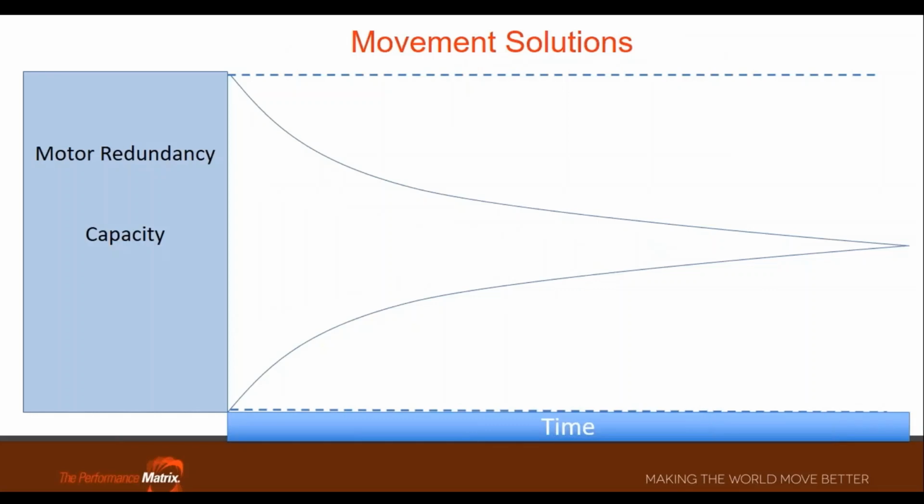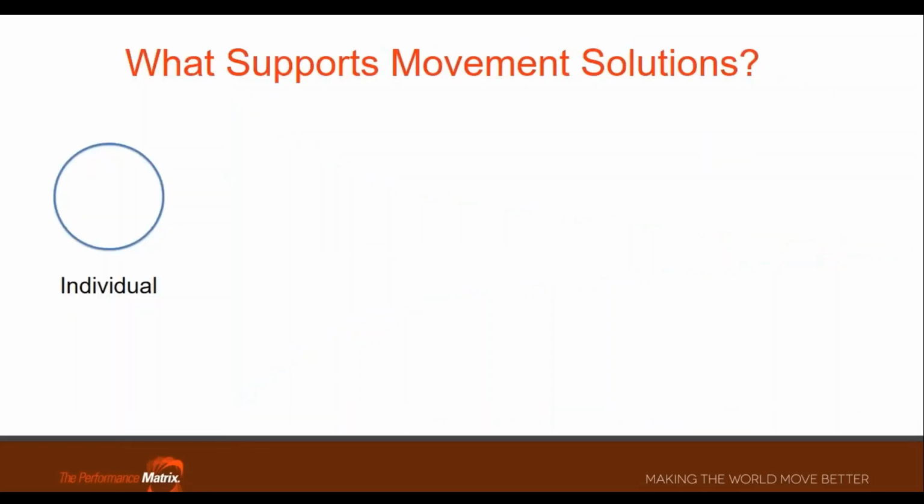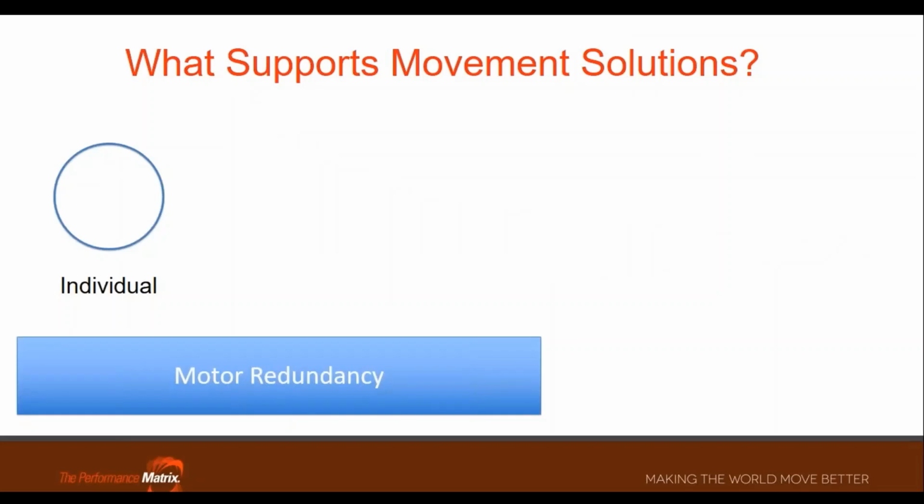If we start doing the same thing with the movement system, motor redundancy, the ability of many muscles to perform the same tasks, gives us capacity. That capacity gives us many different movement solutions, many different ways to get to the same place. But over time, due to the presence of fatigue or pain, we may start to lose solutions. So for the individual, what supports those movement solutions? What allows them to form so many different solutions over time that even if they lose some initially, it's okay because it's only a small percentage of what they possess. Motor redundancy then gives capacity.